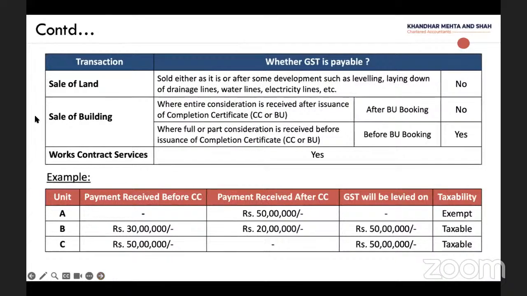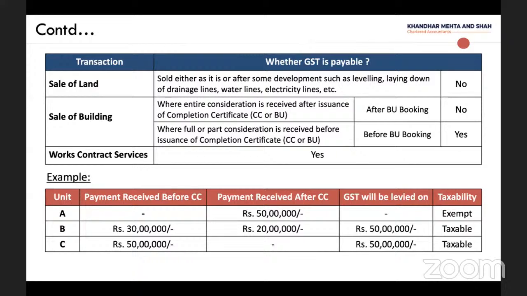Now, the summarization of the discussion that we had so far: sale of land with some development, because this is also one of the topics we are going to discuss today, plotting of land, with certain development like leveling, laying down drainage line, water line, electricity line, no GST will be applicable. Sale of building, if the entire consideration is received after the issuance of the completion certificate, then no GST. But if part or full consideration is received before the issuance of the completion certificate, or we can say building use permission, BU, as we refer to it here in Ahmedabad, then the entire amount will be taxable under GST.